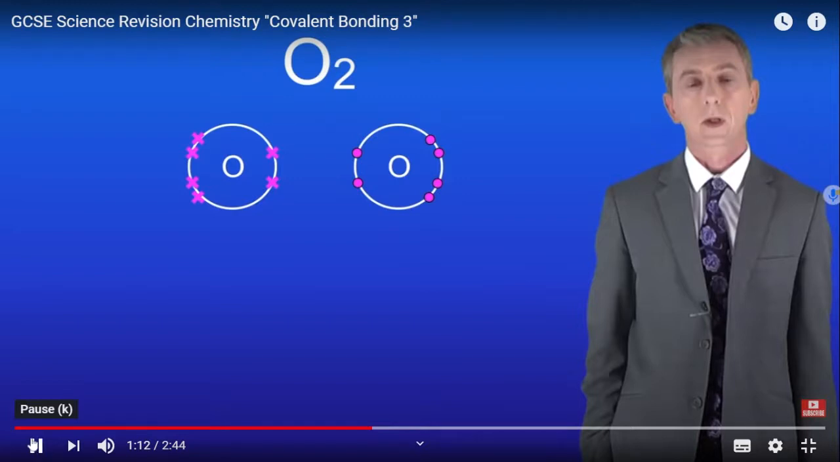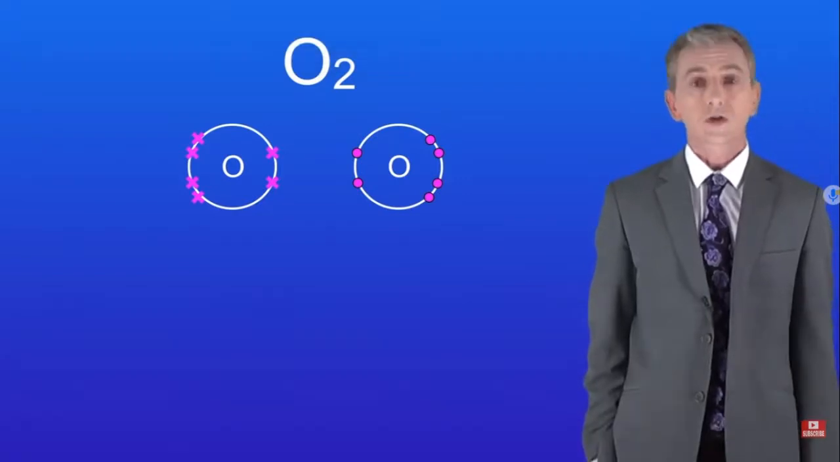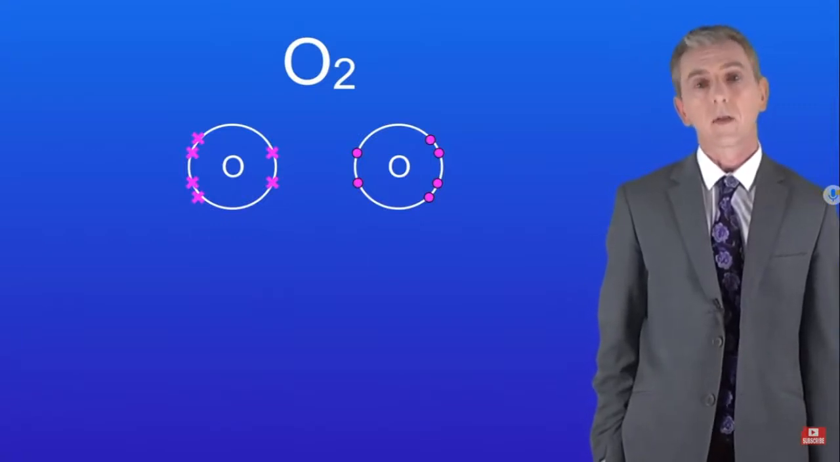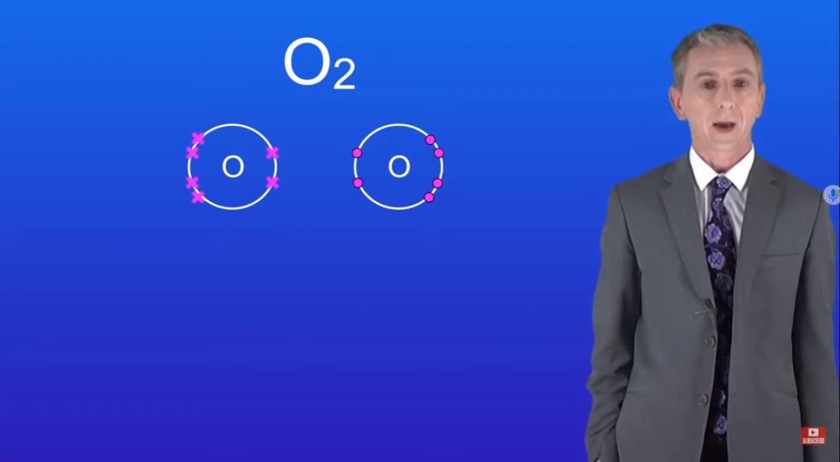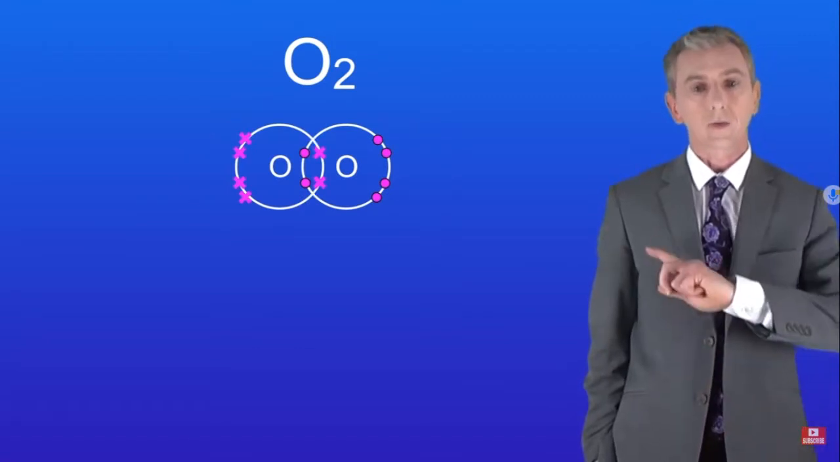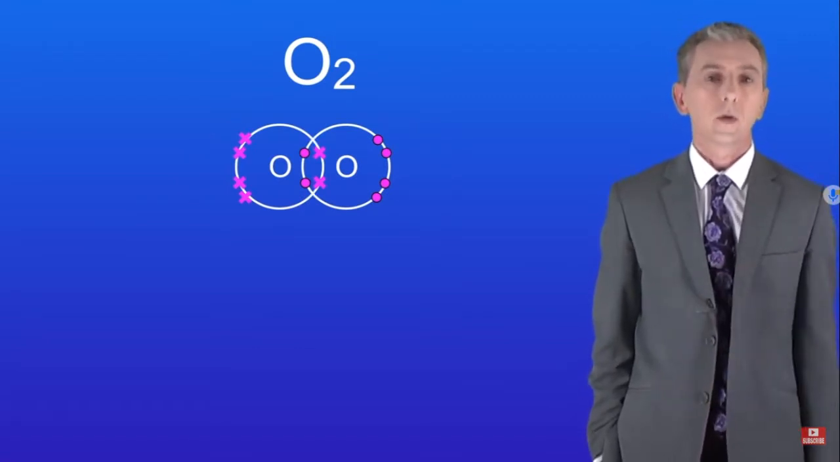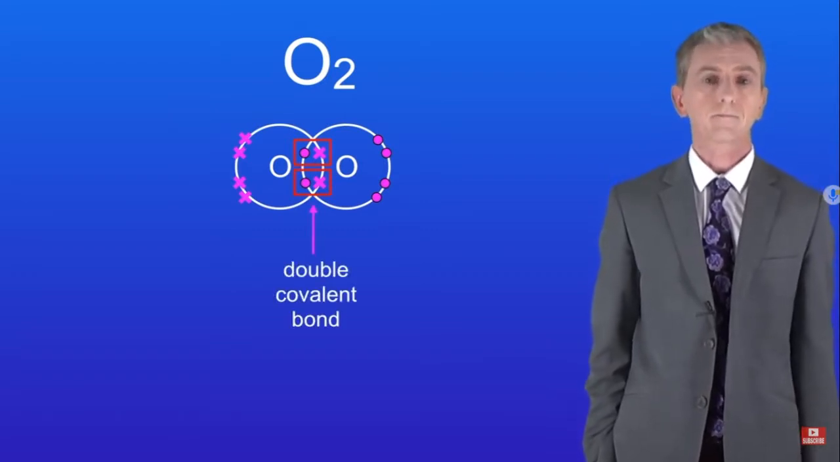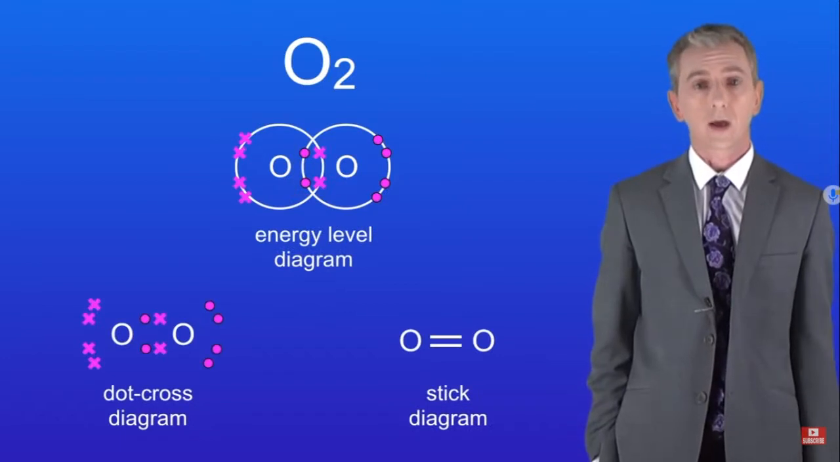Okay, so each oxygen atom requires 2 more electrons to achieve a full outer energy level. And they can do this by overlapping their outer energy levels like this. Now, you'll notice that this is a double covalent bond because we've got 2 shared pairs of electrons. Here are the dot cross and the stick diagrams for the oxygen molecule.